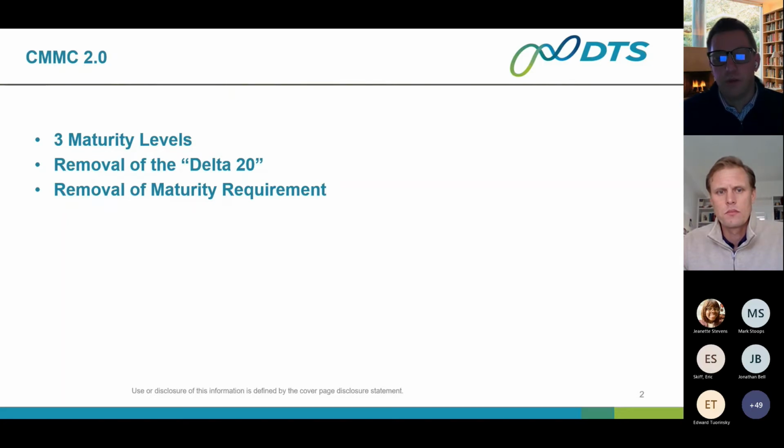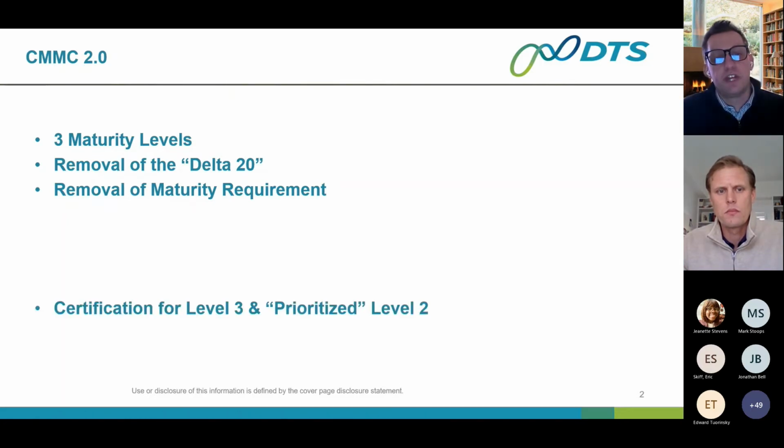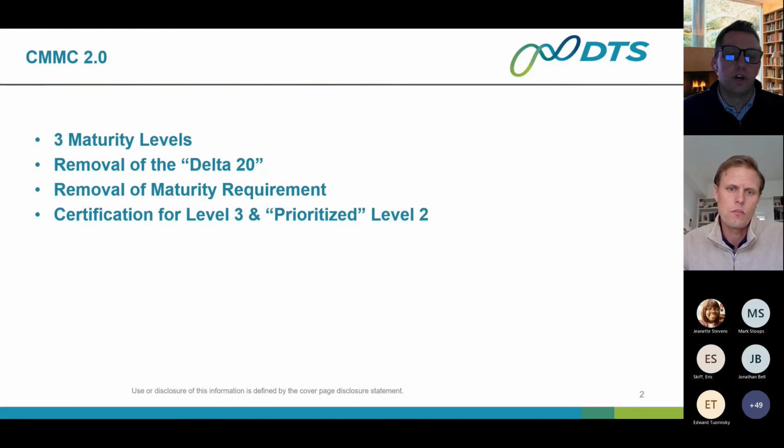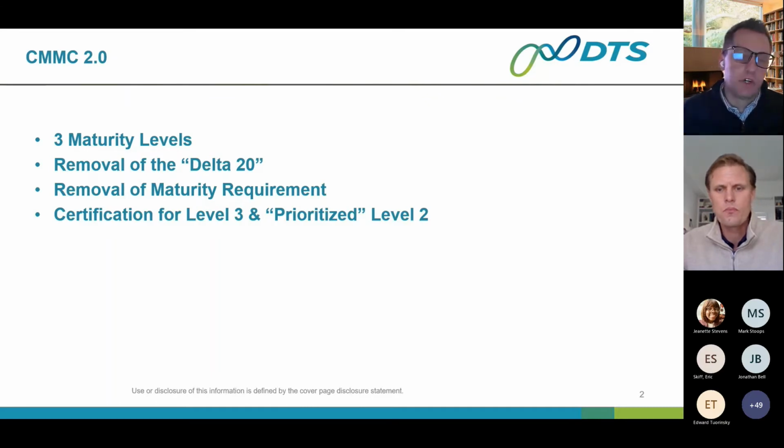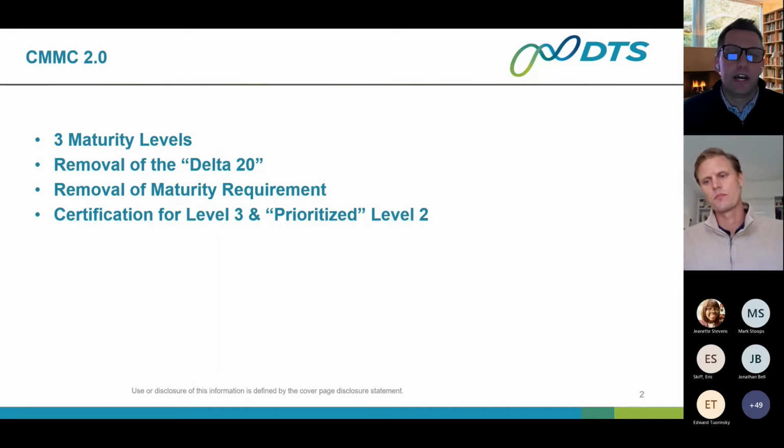Now, getting into the assessment part, the next big point here is that certification is only going to be required for organizations that need CMMC level 3, or prioritized level 2 contracts. Now, level 3 is expected to only be required for about 50 organizations in the DIB. So if you're a small or medium business, I highly doubt that you're going to need maturity level 3. Also, for maturity level 3, the controls are not fully finalized yet. So if you're on this call, I would be focusing more on maturity level 1 or maturity level 2.